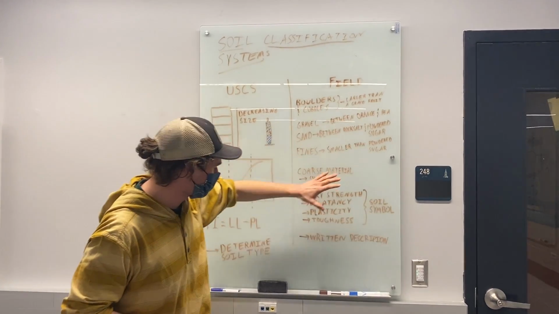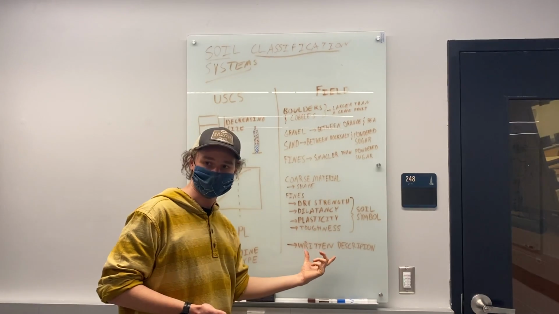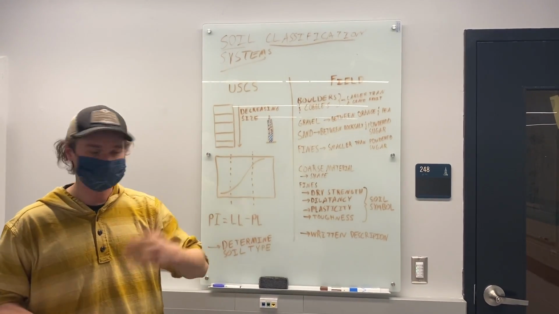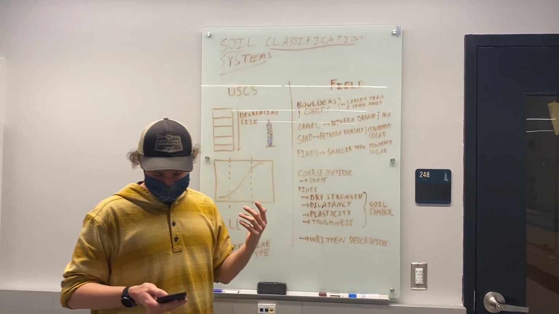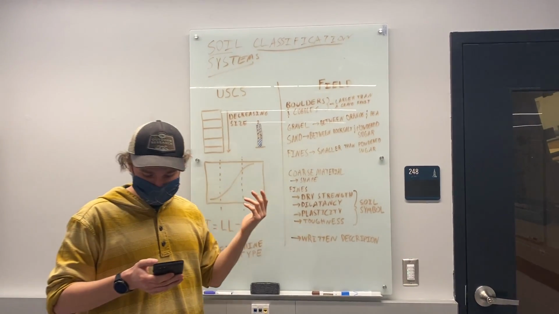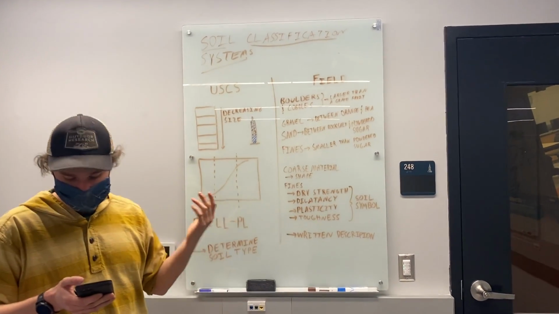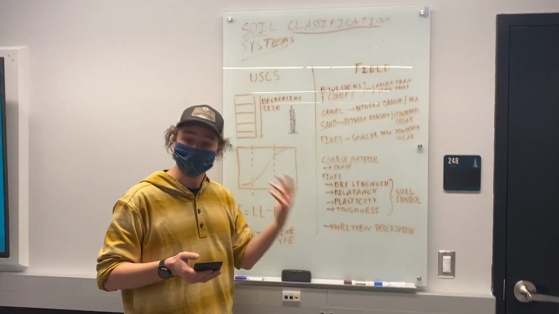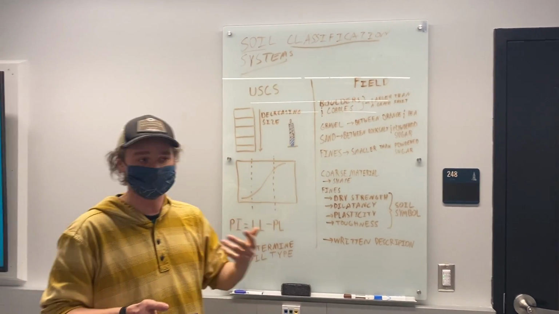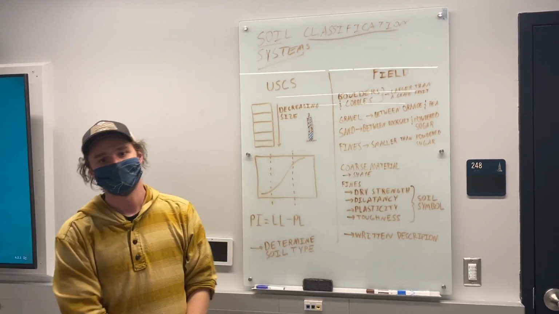Then from all of this information, you can combine it into a written description, which you can then say, this soil is a brown lean clay with trace to fine sand, medium plasticity. It was moist when I found it, and it's represented by the soil symbol CL.